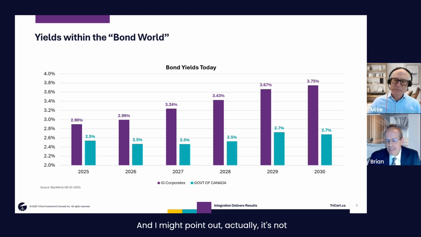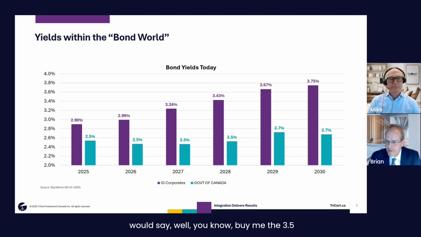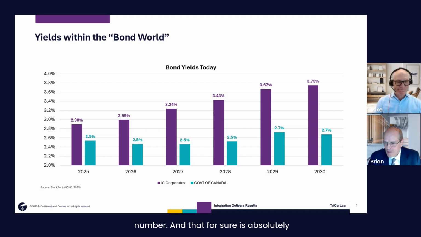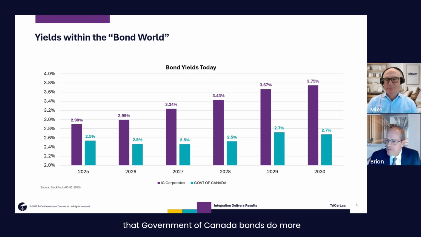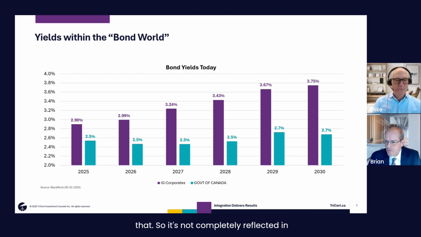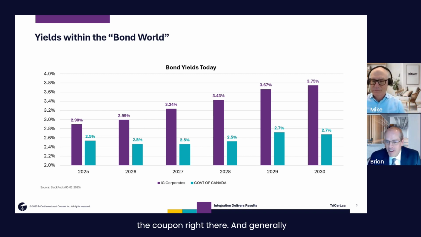And I might point out, it's not immediately obvious, a lot of folks would say, well, buy me the 3.5 instead of the 2.5 because it's a bigger number, and that for sure is absolutely true on the face of it. But I might add that Government of Canada bonds do more than just provide the yield. They also provide a little bit of protection in a calamity, bad market environments, recessions, or the kinds of things that go bump in the night. It's not always true, but it generally is a safe haven in events like that. So it's not completely reflected in the coupon rate there.